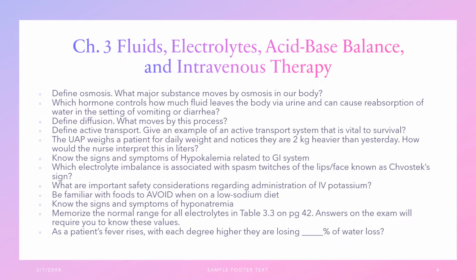What are important safety considerations regarding the administration of IV potassium? We can find this on page 45 in the red safety alert box. Intravenous potassium. Adequate renal function must be present before IV potassium is administered. Intravenous potassium must always be diluted before administration and is never given as a push, which is a rapid, undiluted injection.